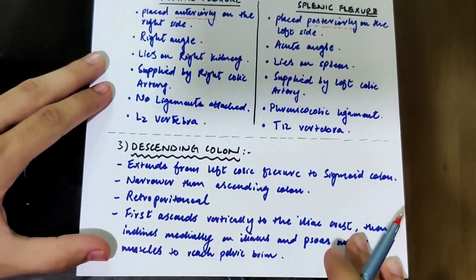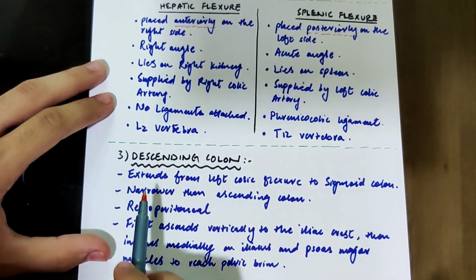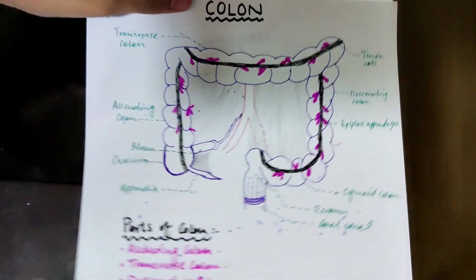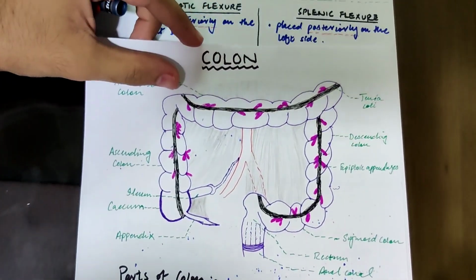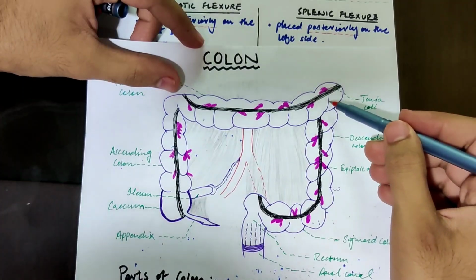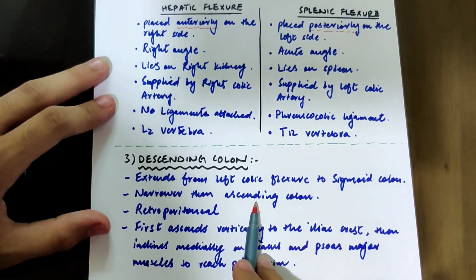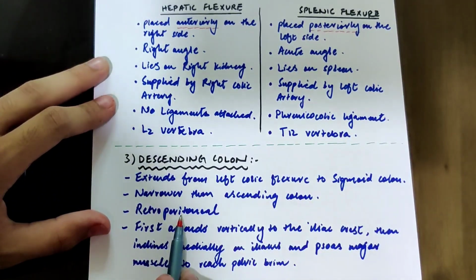Now we're going to be talking about the descending colon. The descending colon extends from the left colic flexure to the sigmoid colon. It is narrower than the ascending colon, and it is retroperitoneal, just like the ascending colon. Now we're talking about its pathway.